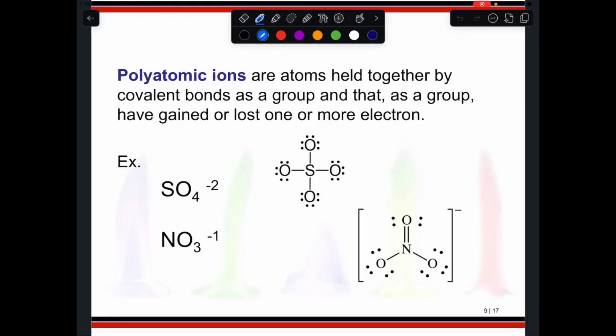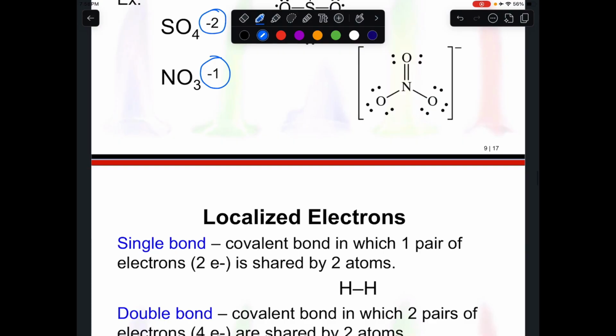A polyatomic ion is a group of atoms that are held together by covalent bonds, and we're going to actually learn how to draw these polyatomic ions and draw what we call Lewis structures today. Usually we see a charge of some sort at the very top right, and we know that when it's negative it's gained electrons, when it's positive it's lost them. So we're going to use that when we start to draw our structures.